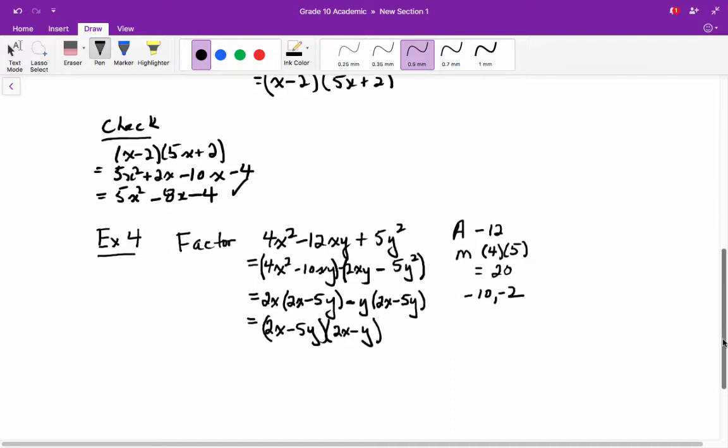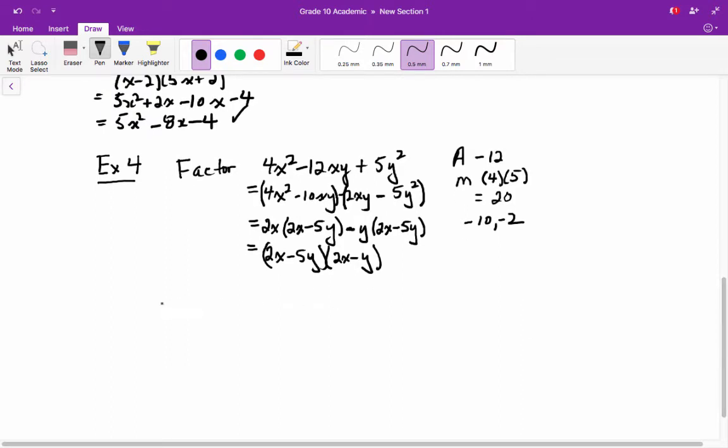The last example we're going to do is just going to highlight the importance of common factoring first. So if I asked you to factor 6x squared plus 15x minus 21.